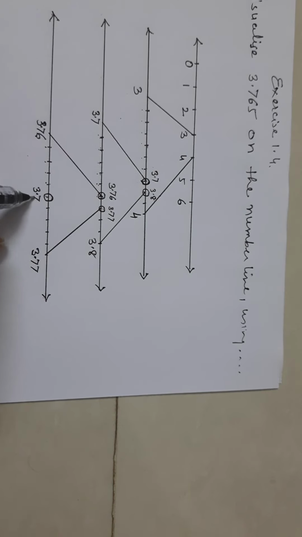In the next session we are looking at how irrational numbers like root 3.5 or root 2.5 can be represented. That is coming up in our next session.